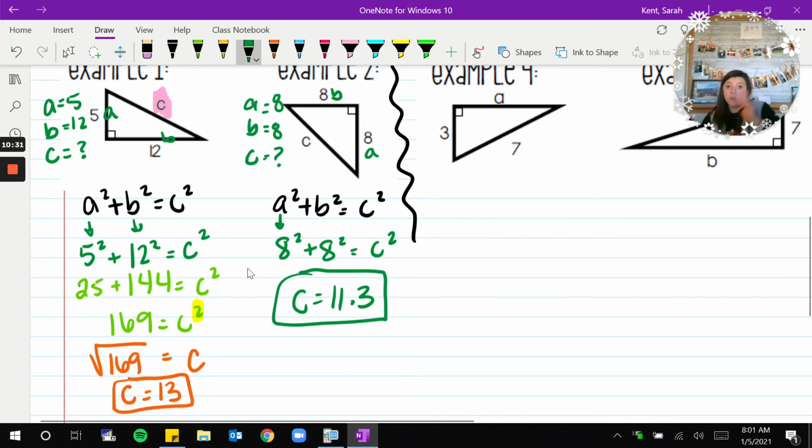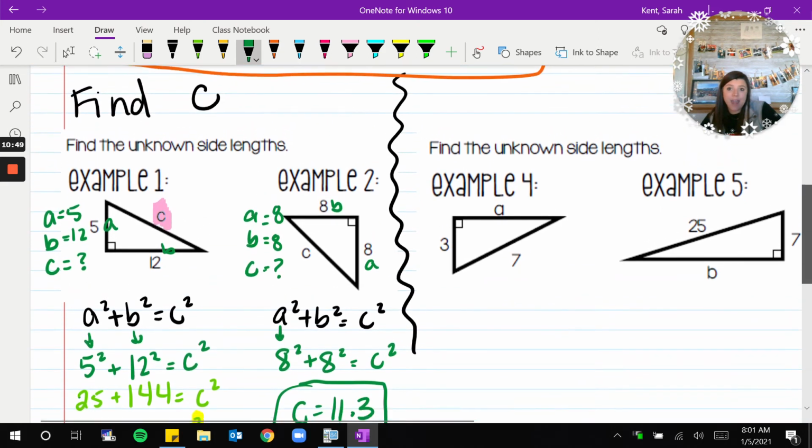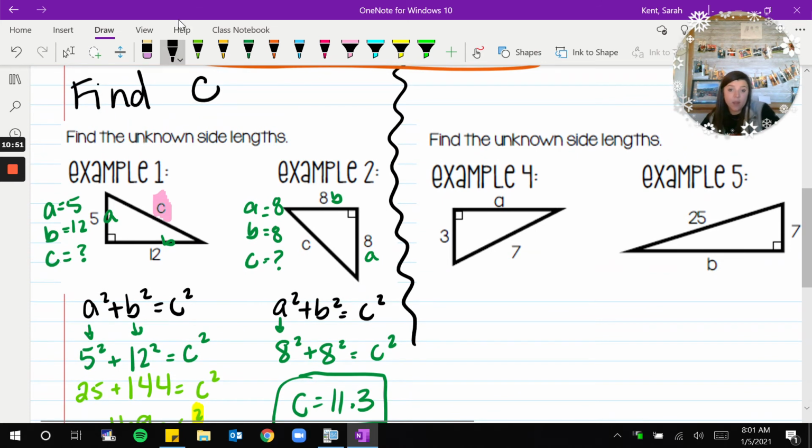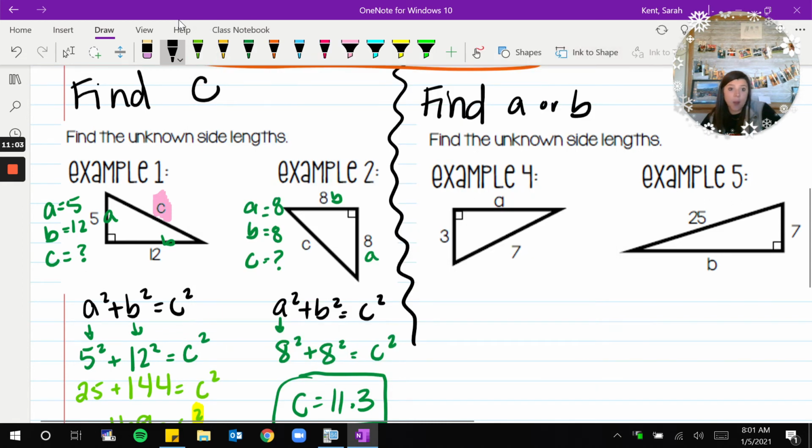Again, if you like to show all the steps, you can work out all of those steps. If you just want to put it in the numeric solver, you can do that. All right, so this is how we find C. Now we're going to look at 2 more examples of how we could find A or B. We'll use that same formula, but this time we're going to have things in a different spot.